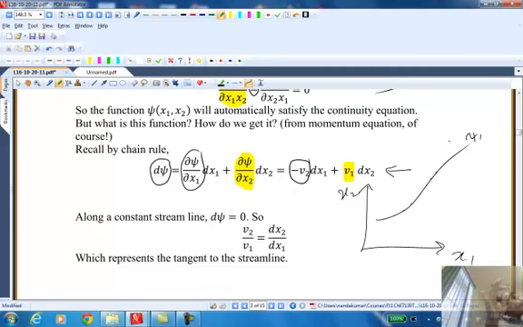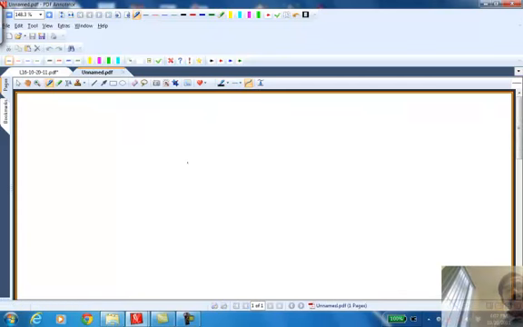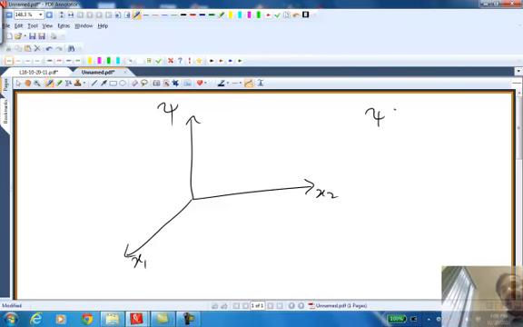Psi is not a constant in space. Psi is actually a function of both x1 and x2. So if I have to plot the variation of psi with respect to x1 and x2, how would I do that? Let me go to the blank sheet. I can create a graph like this where I have x1, I have x2, and on the third axis I plot psi, because psi is a function of x1 and x2. So if I give you a value of x1 and x2, you can plug that in and calculate a value of psi. That's going to give you a point on the third axis.